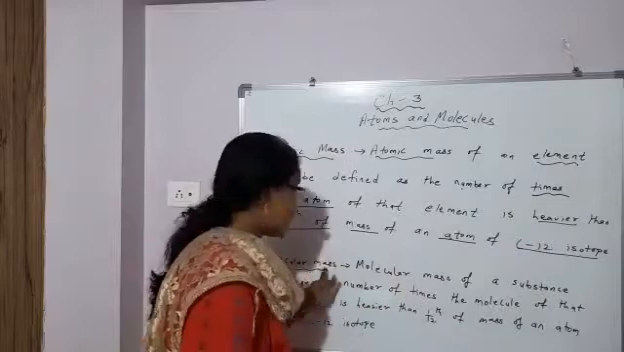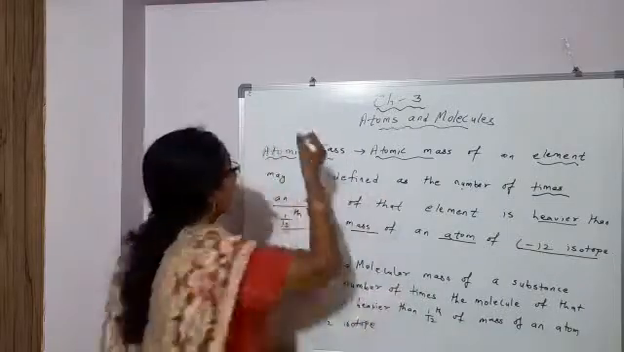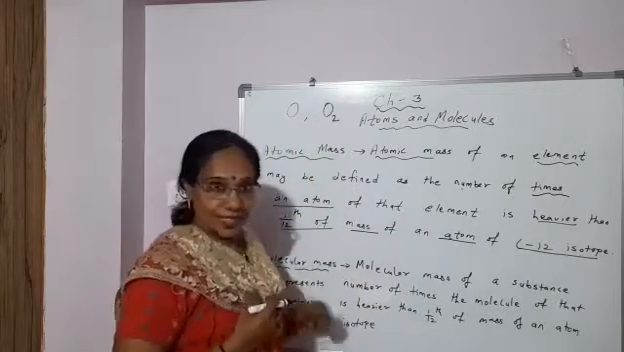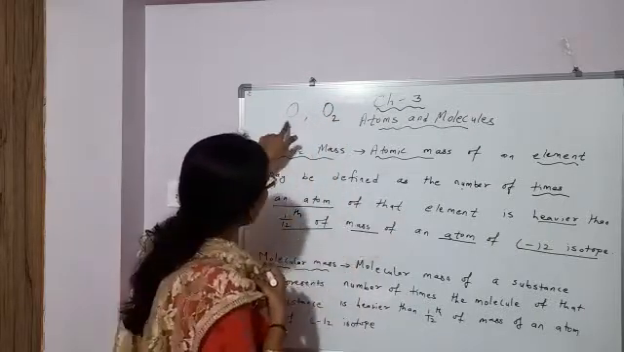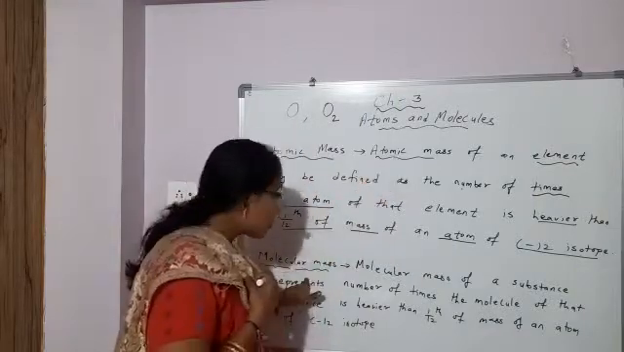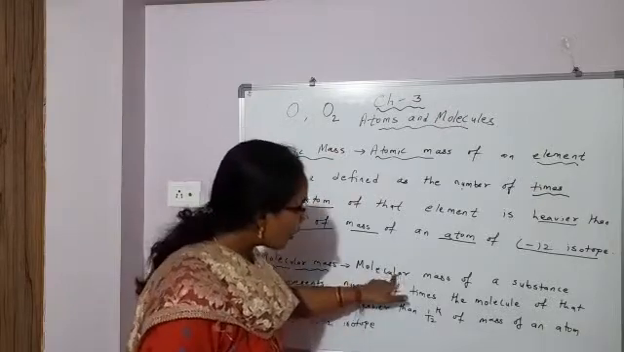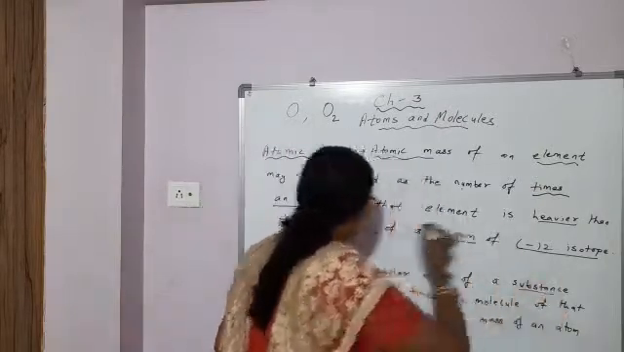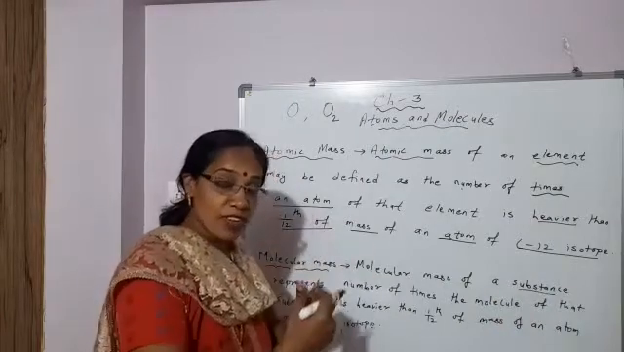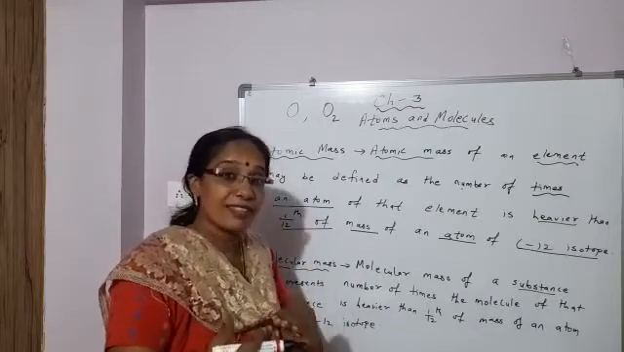Next, molecular mass. Mass of a molecule of any substance. Like oxygen atom, O. An oxygen molecule, O2. This is the difference. So to find out the mass of an atom, atomic mass. Molecular mass means mass of a molecule of any substance. So molecular mass of any substance again represents what? With which are we comparing to find out the molecular mass or atomic mass? We are comparing with the standard element.